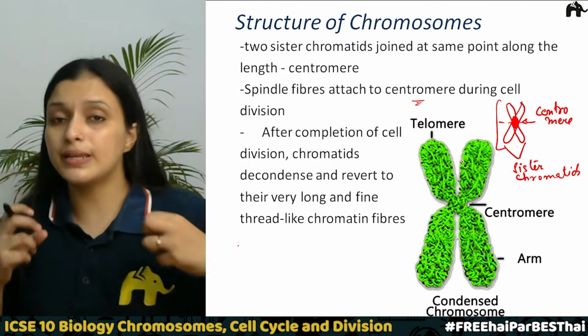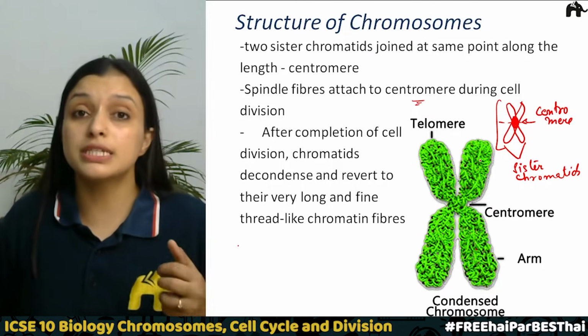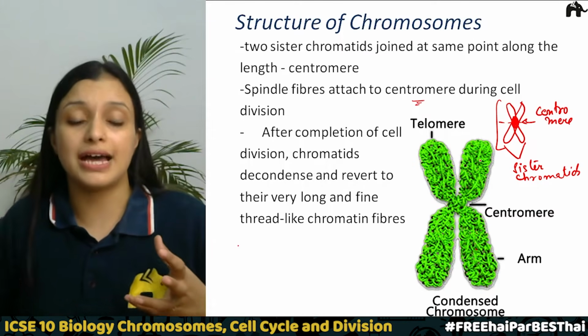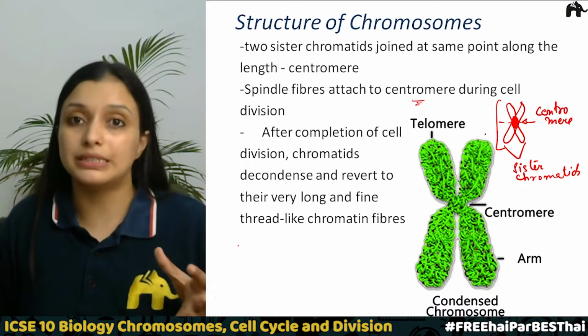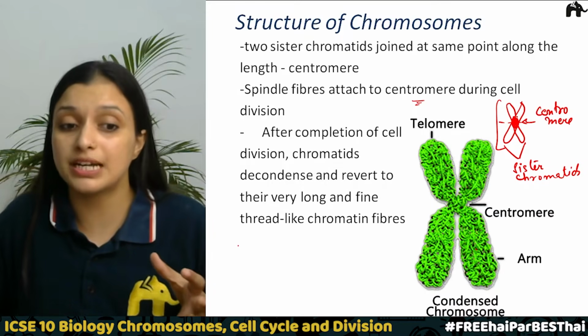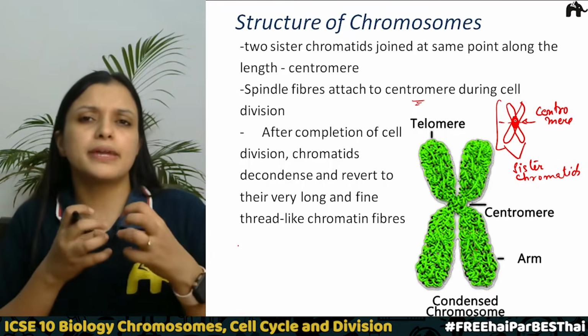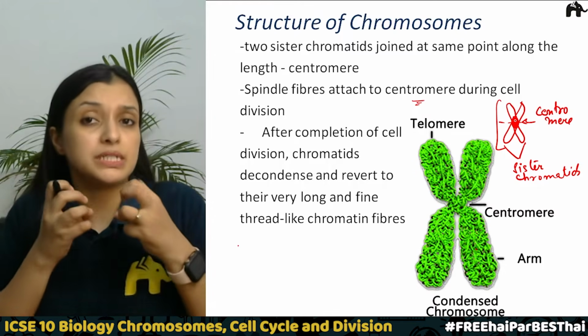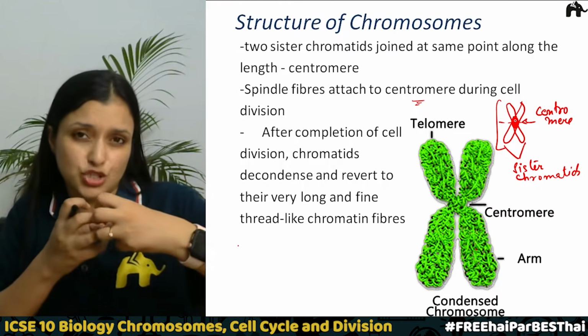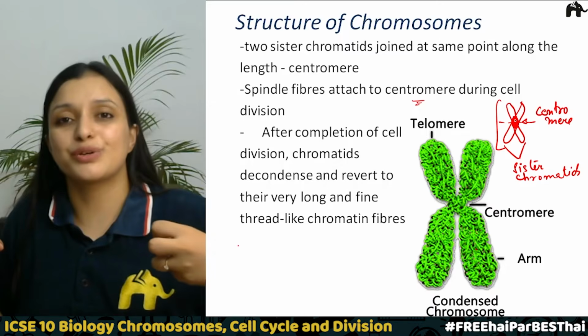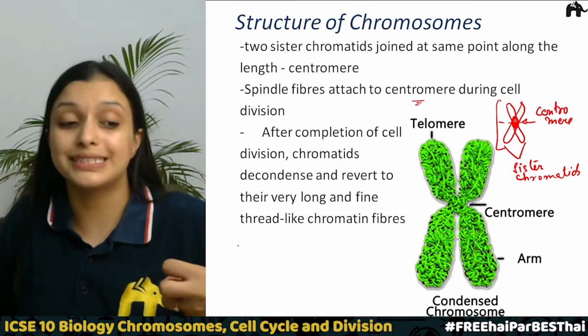Other side of the nucleus, right? So this is what is called a sister chromatid. These are the sister chromatids, these are the centromeres, and the centromere is the place where spindle fibers attach, and they just pull this chromosome and divide it into two.